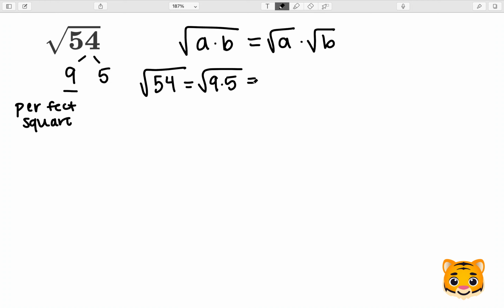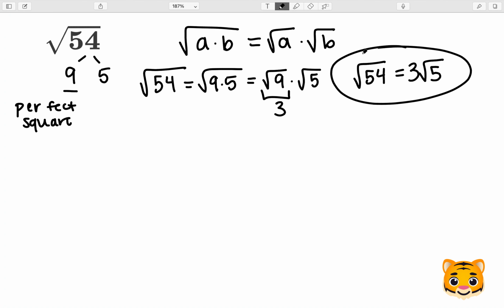Using the math rule we just reviewed, we can then rewrite the square root of 9 times 6 as the square root of 9 times the square root of 6. 3 times 3 equals 9, so the square root of 9 is 3. Therefore, we can rewrite the square root of 54 as 3 times the square root of 6. This is our simplified version of the square root of 54.